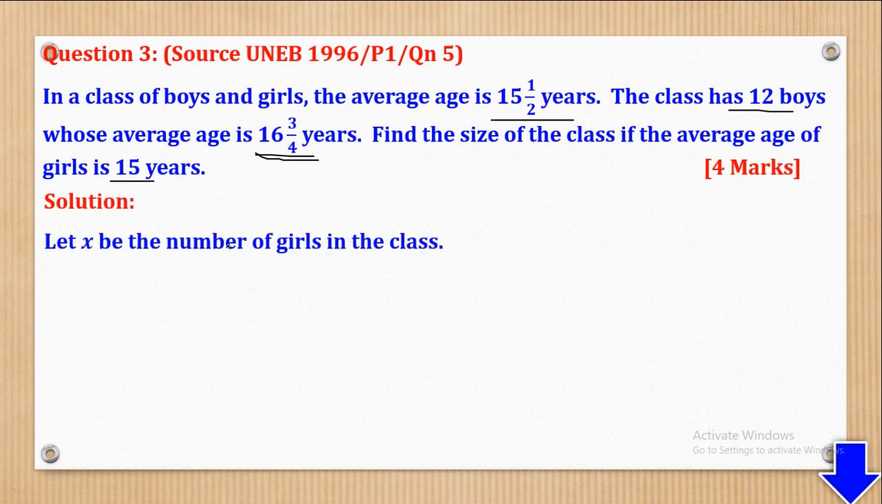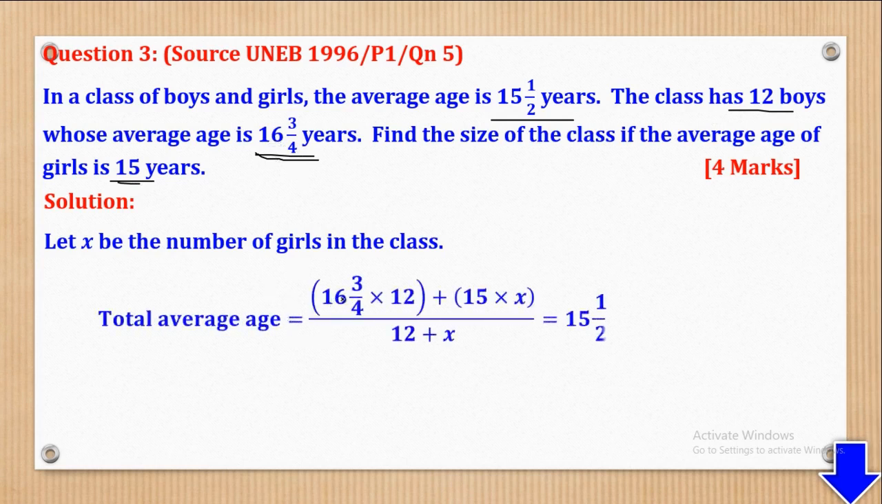That means that if x is the number of girls in a class, the total age of all the girls will be x times 15, while the total age of all the boys will be 12 times 16 and 3/4. So the average will be the total age of all the boys, which is 16 and 3/4 times 12, plus the total age of the girls, which is 15 times x, over the total number of boys and girls. Boys are 12 and girls are x.